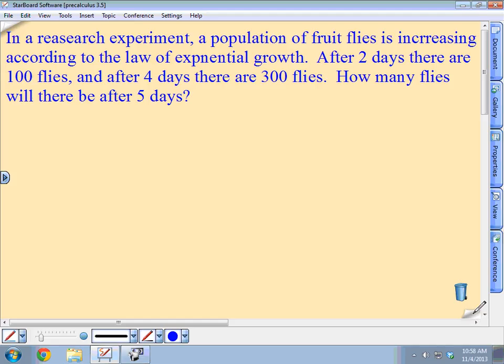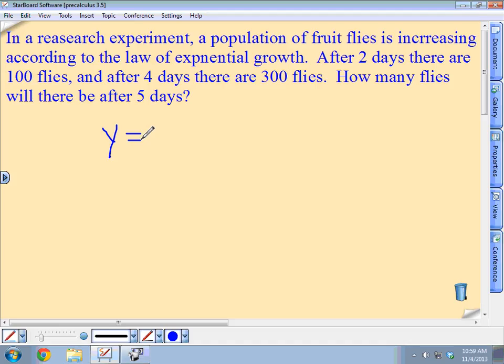Anyway, how are we going to solve the problem? Let me think of a formula we could use. You already have a formula because I gave it to you. Exponential growth. The law of exponential growth. So, y equals what?